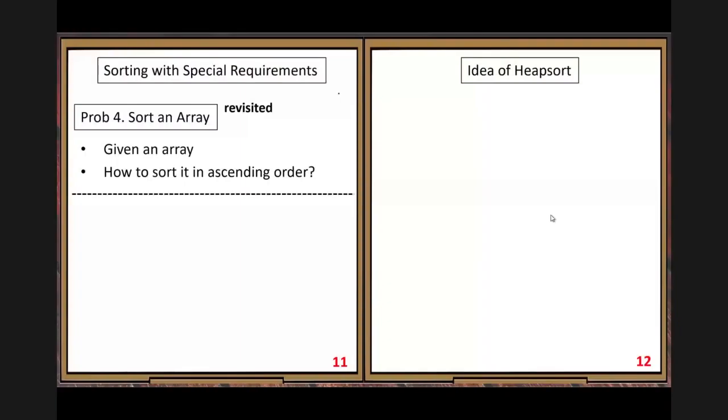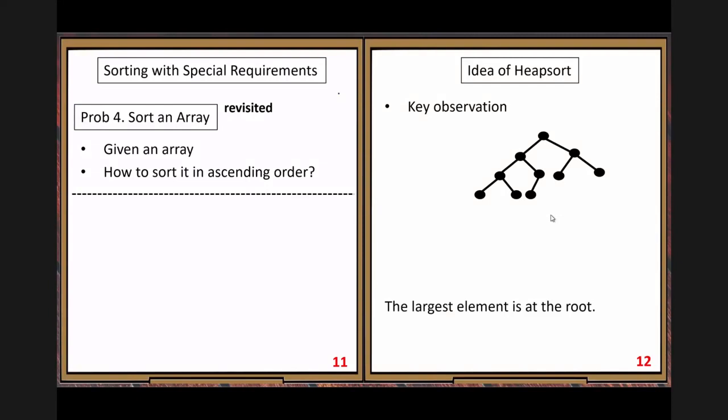Idea of the heap sort. Let me use a simple diagram to show you how to run a heap sort. Key observation here: suppose we have built a max heap. We spend that big O of n to construct this max heap. In this structure, the largest element is at the root.